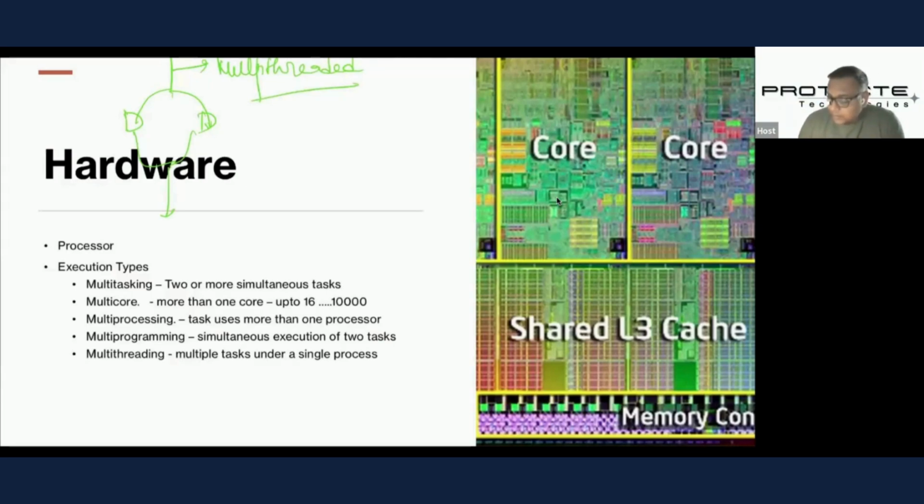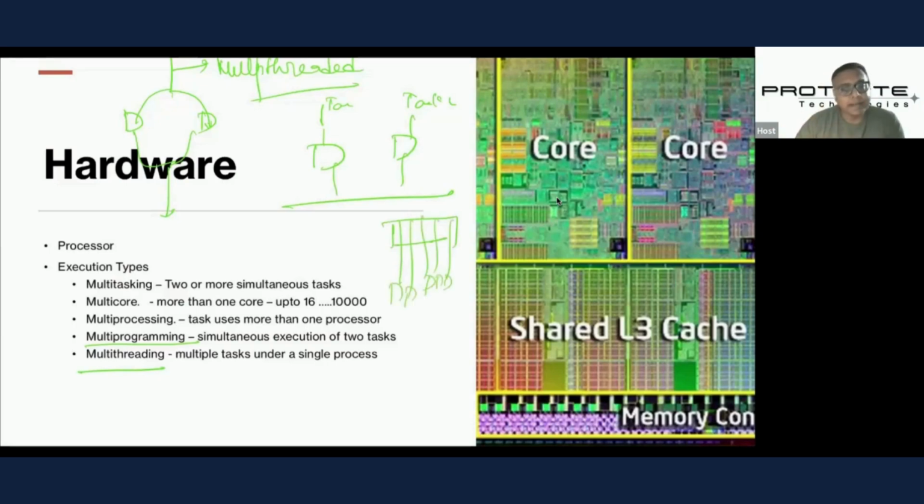Then there's something called multi-programming. Multi-programming is when you execute tasks simultaneously. So there is task 1 and task 2. Both are required to be executed to give an output. So you execute both the tasks at the same time. That is called multi-programming. And finally, multi-threading exactly means one program can have multiple threads, and each thread can be handled by a single CPU directly. This is important for CISSP. You should be aware of this concept.